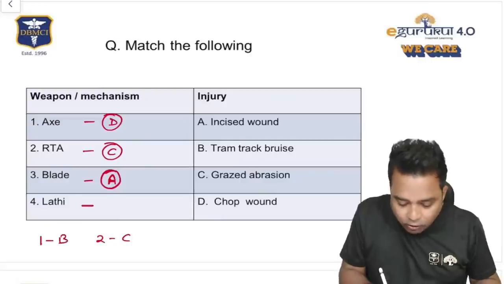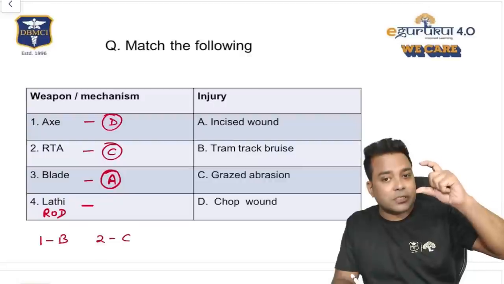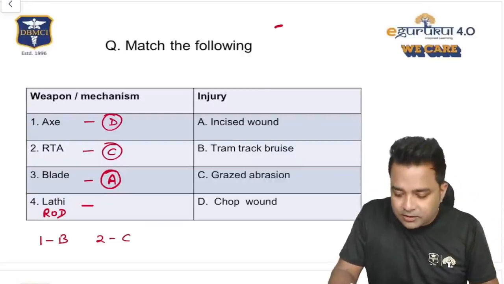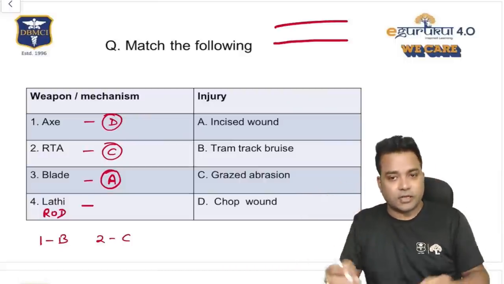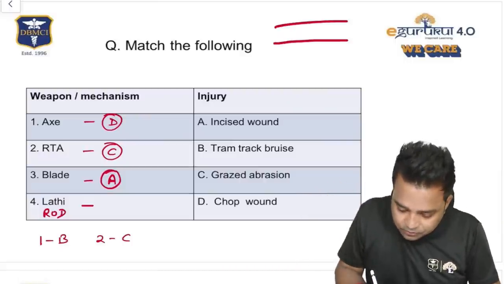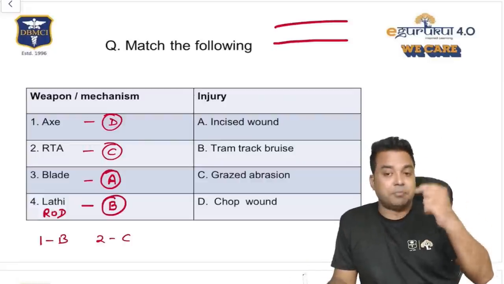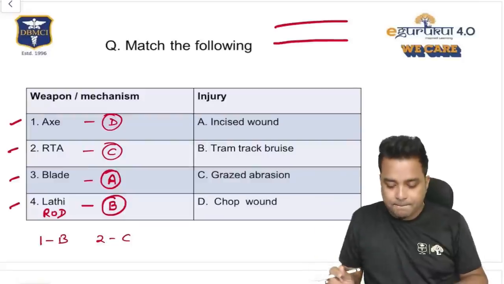Use of lathi or rod will lead to two lines of bruises with intervening normal skin. What do you call such bruises? Tram track bruise. It appears as if a track has been formed over the skin surface. That is referred to as tram track bruise. Correct? So this is your correct matching: B, C, A, B in the sequence of 1, 2, 3, 4. Correct, na?